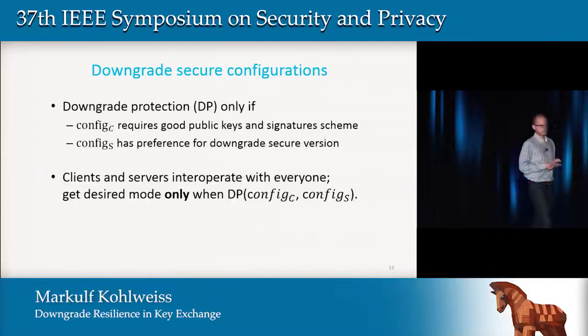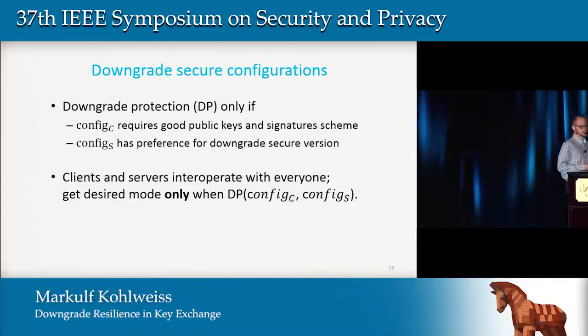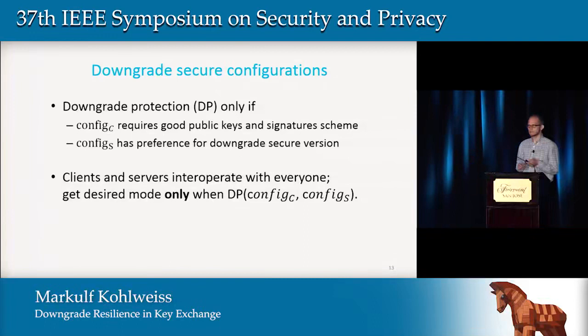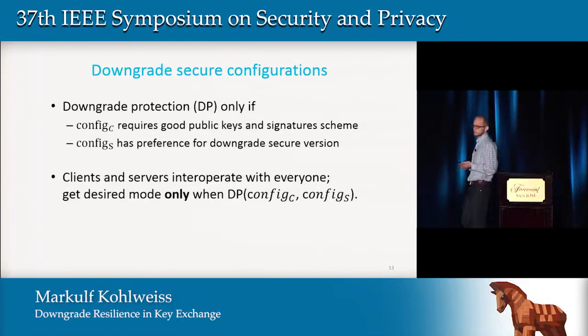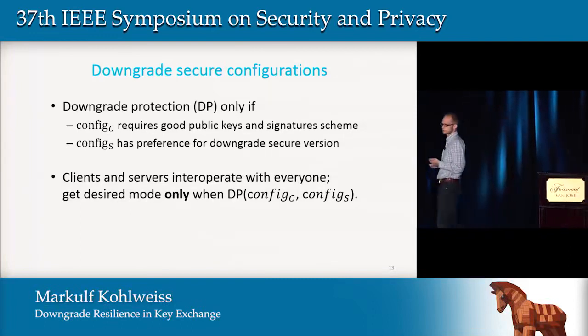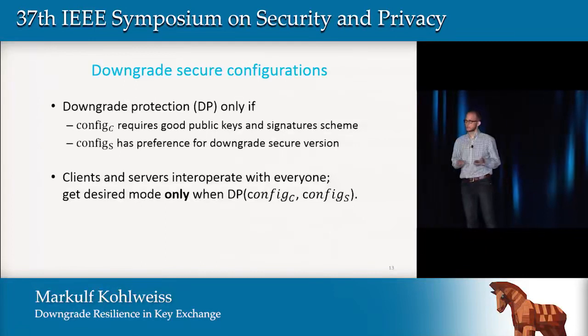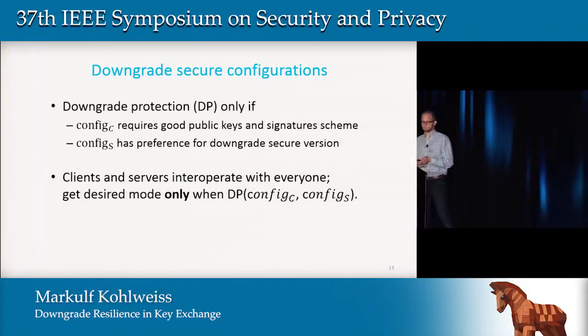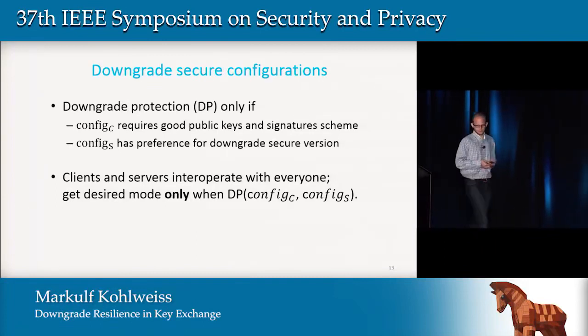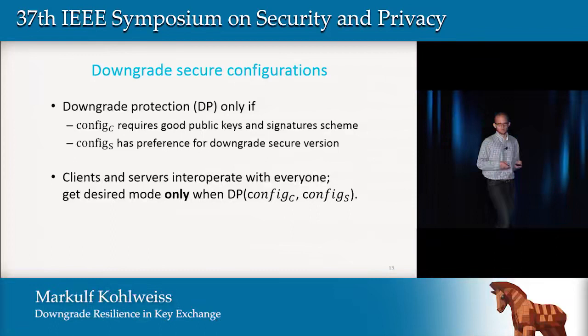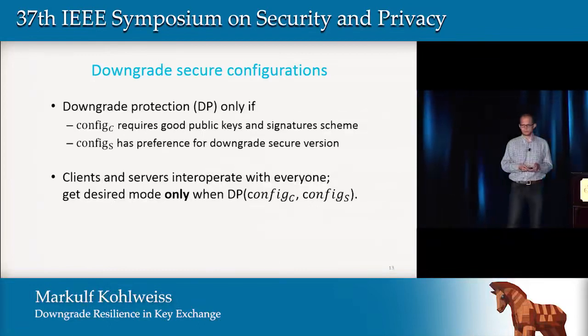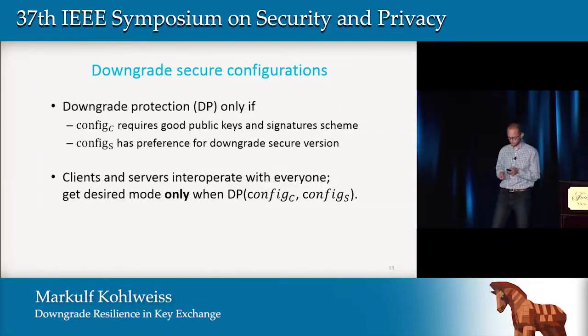The goal of the negotiation is backward compatibility, so clients and servers can still interoperate with everyone. In particular, the client can interact with servers that support only old versions, and the server can interact even with clients that do not support a strong signature scheme. And moreover, both clients and servers can support weak groups.